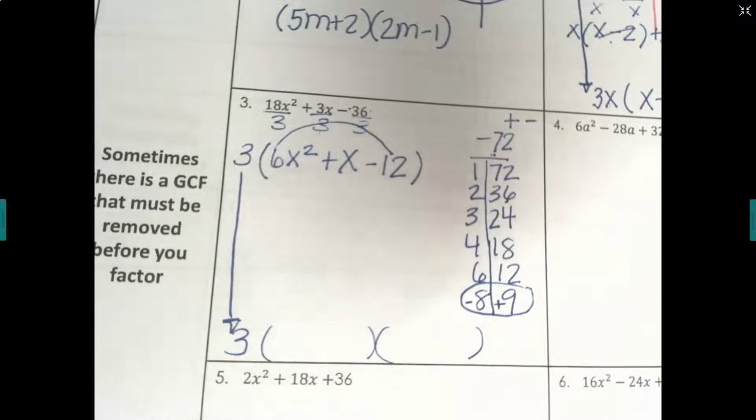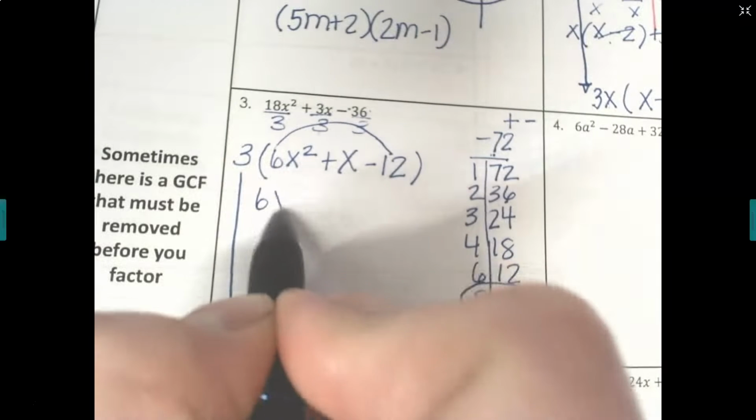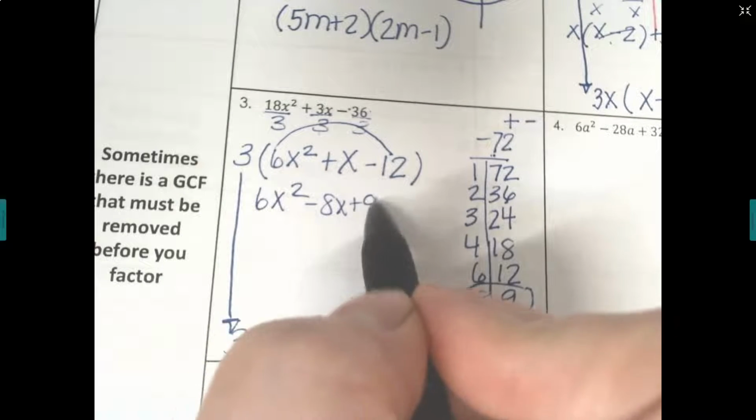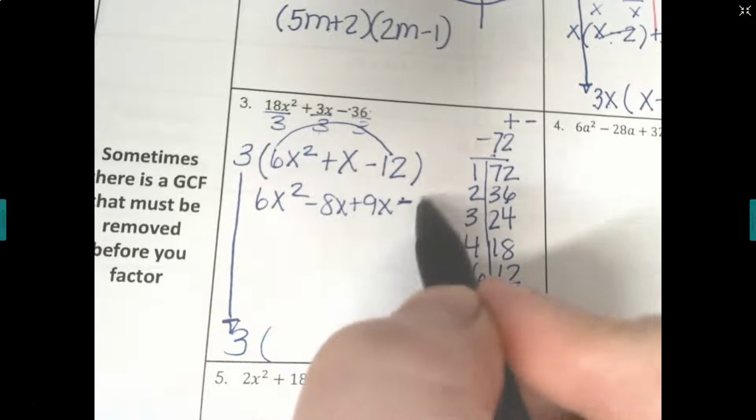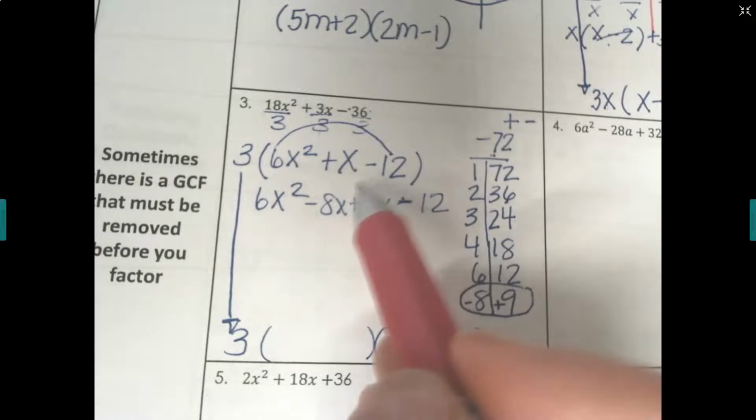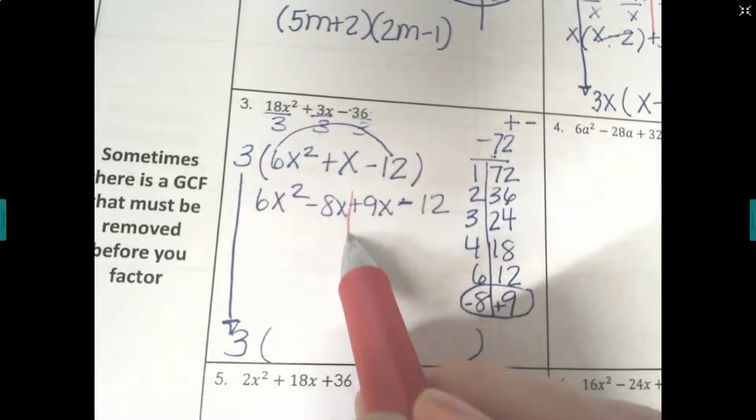So I'm going to substitute those in. So we're going to have 6x squared minus 8x plus 9x minus 12. We've made our 4 terms, so we're going to split right there.